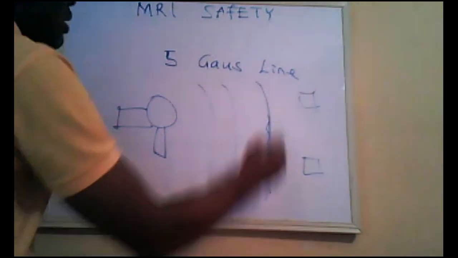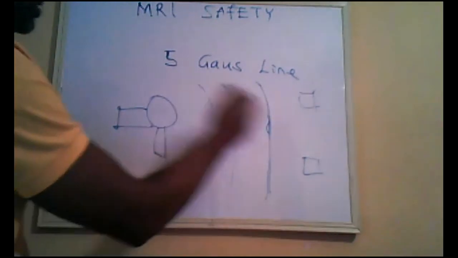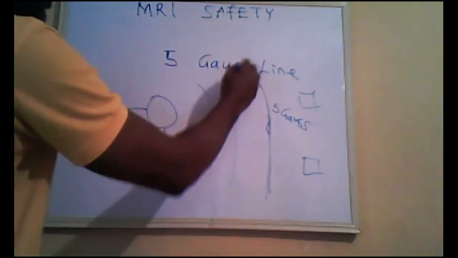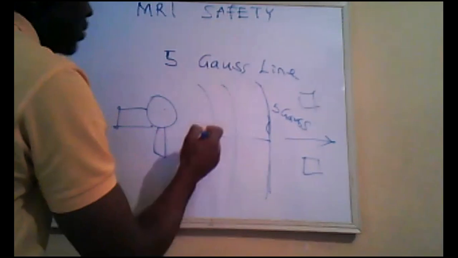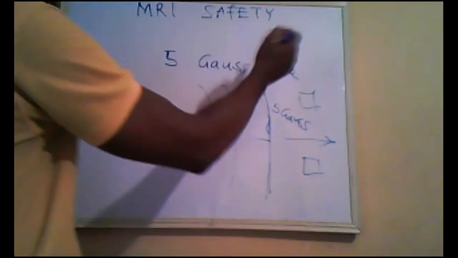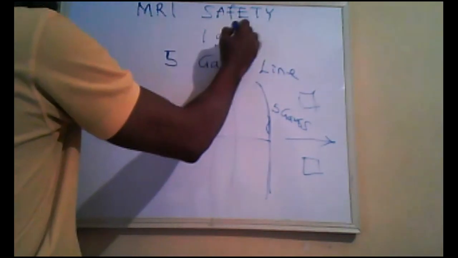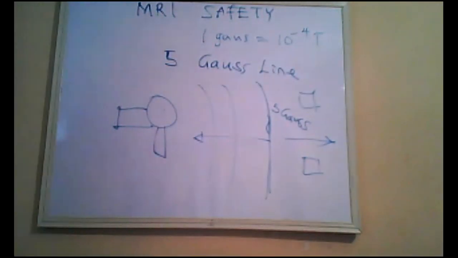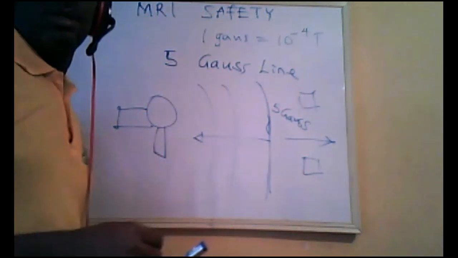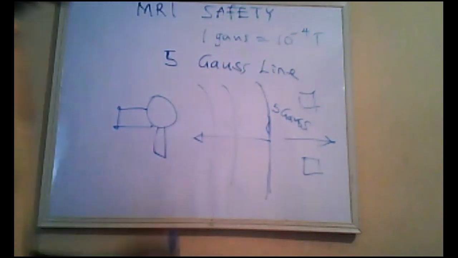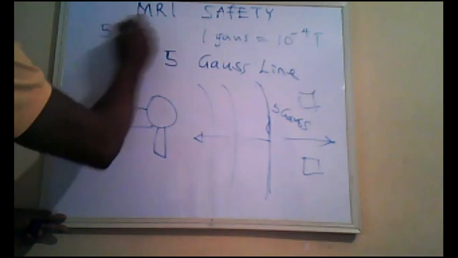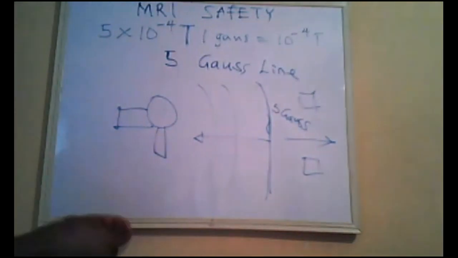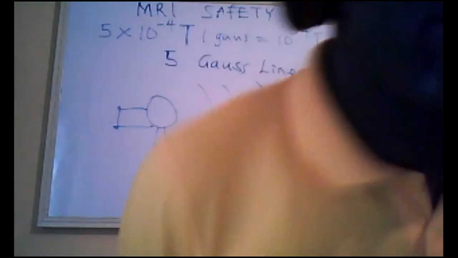At this point, the strength of the external magnetic field of this magnet is 5 gauss. If that line is measured so that we have the 5 gauss, then this area is safe, whereas from here to here isn't safe. And that goes to just around 10⁻⁴ Tesla, that's 0.0001 Tesla. So for that question, it ought to be 5 times 10⁻⁴ Tesla. That's 5 gauss. You have to give us 5 gauss. Let's continue.